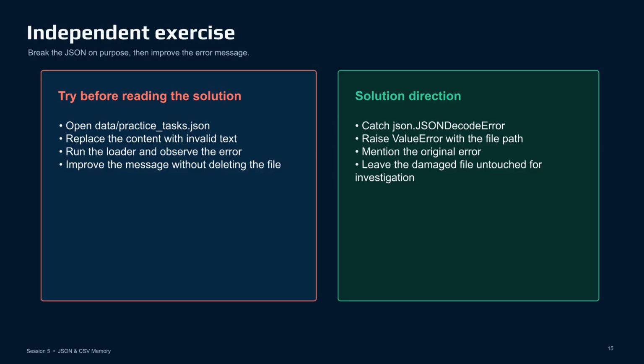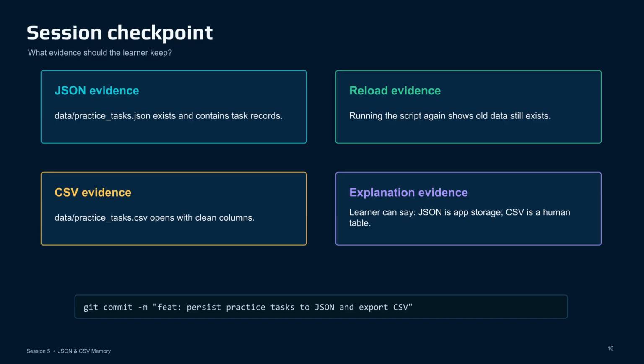For your independent exercise, try breaking your JSON file on purpose to see how your program handles the error. Then, improve your code to catch JSONDecodeError and provide a more helpful message while keeping the original file safe for investigation. To check your progress, ensure you have JSON evidence where the tasks file contains records, and reload evidence confirming your data persists after restarting.